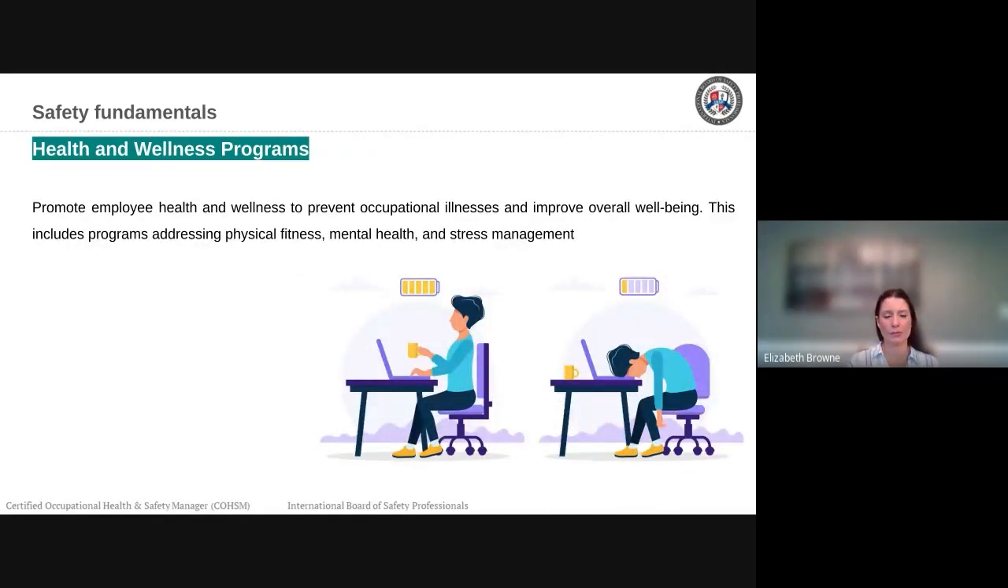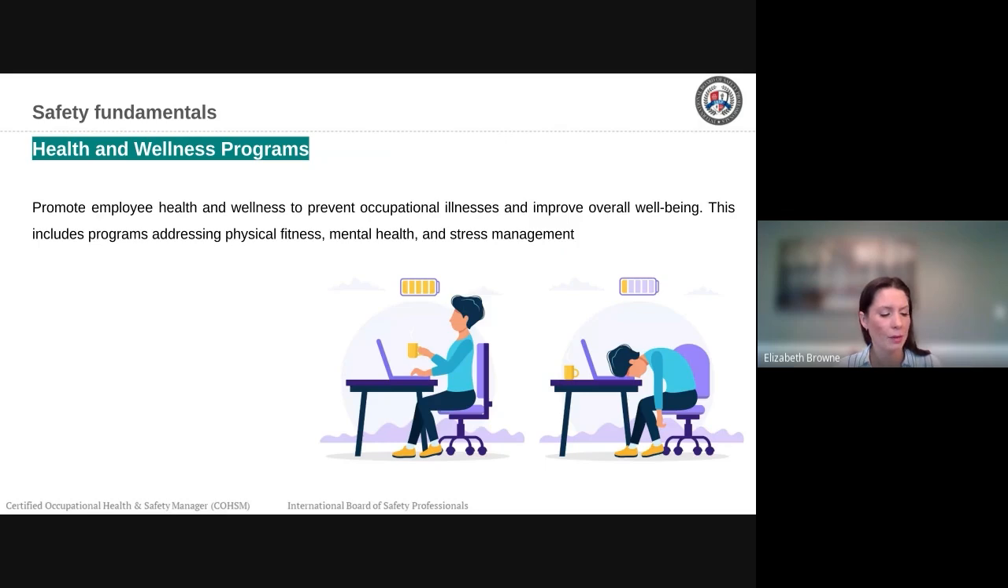Having health and wellness programs is also a safety fundamental. This helps to promote health and wellness to prevent occupational illnesses and improve overall well-being. This can include programs such as physical fitness, mental health, and stress management. I've seen companies have either challenges or healthy competitions, where employees could get prizes or rewards for how many steps they walked in a day. So they'd wear a pedometer on their wrist, or now a lot of people have smartwatches that track their heart rate and track how many steps they walk.